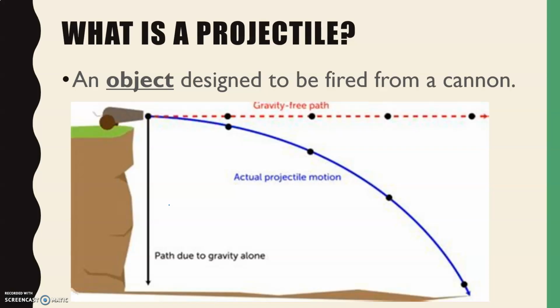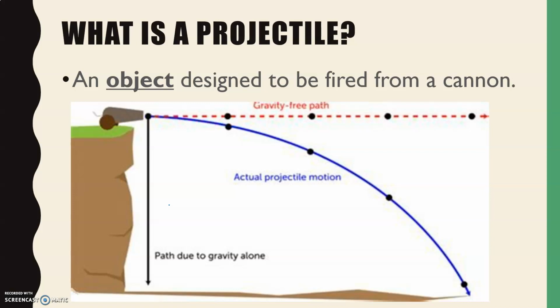Projectile motion. So what is a projectile? Well, a projectile is an object. It's the object designed to be fired from a cannon or some sort of object that is launched. And there's two different ways that you can launch it.